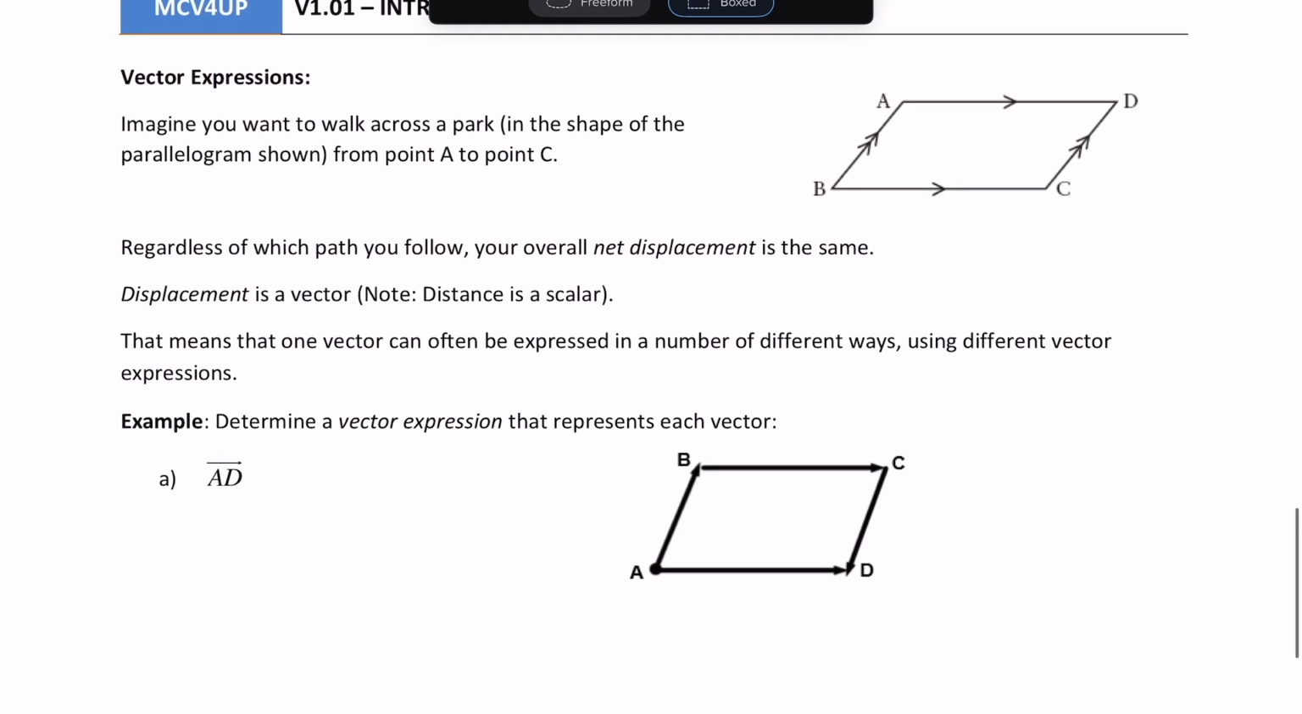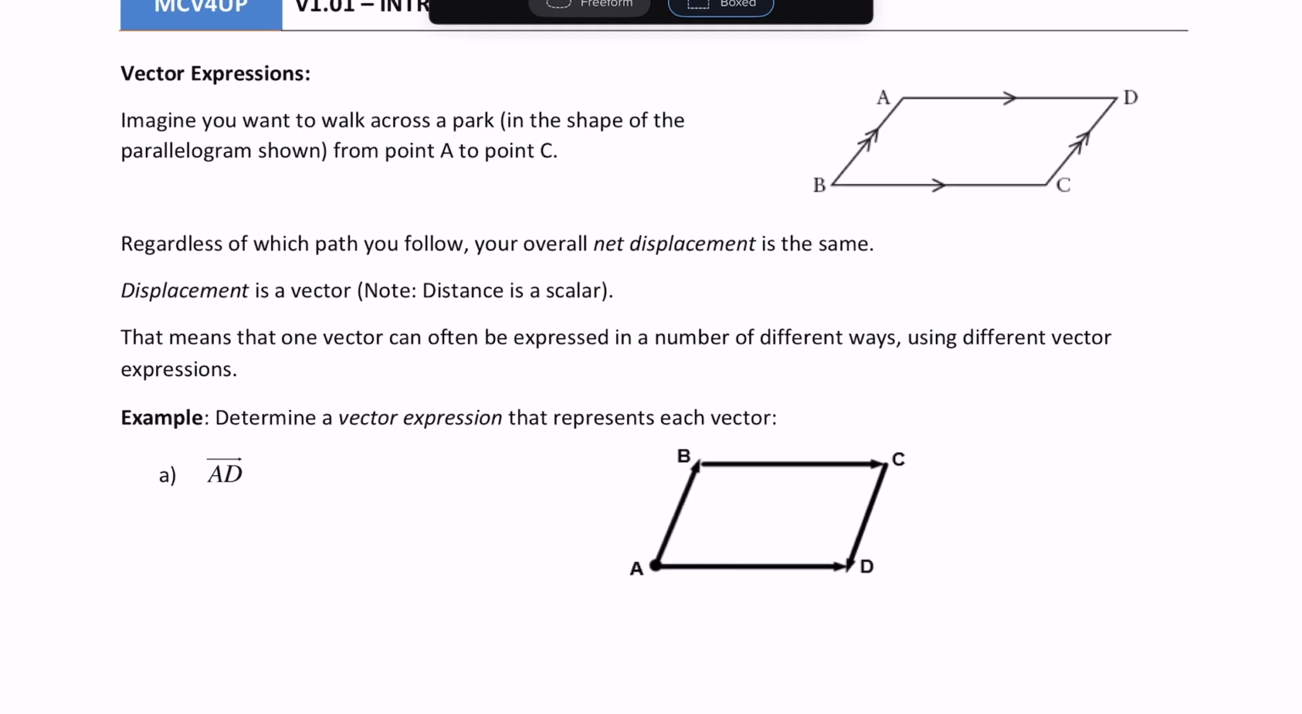Okay, so continuing on, when we're looking at vector expressions here. So again, imagine you want to walk across a path in the shape of a parallelogram shown from point A to point C. Regardless of which path you follow, your overall net displacement is the same. So here, again, displacement is a vector. And again, note distance is a scalar quantity. So that means that one vector can often be expressed in a number of different ways, again, using different vector expressions.